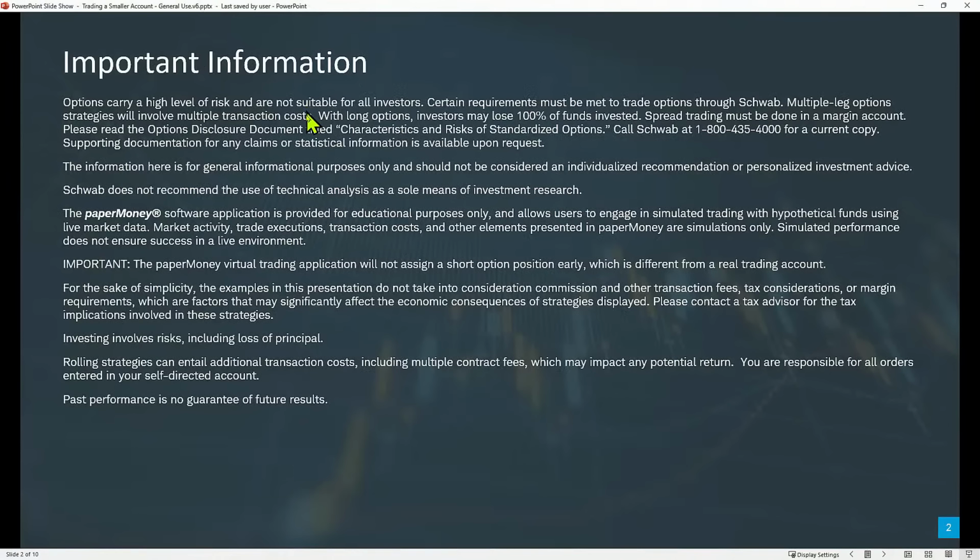Just before we get into the throes of all of our trading shenanigans today, a quick reminder that options carry a high level of risk and aren't suitable for all investors. We use the paper money software application on the thinkorswim desktop platform. If you're using thinkorswim web or trading from your phone, things will look a little different. But using paper money is just a brilliant way to hone your skills and make sure you understand your strategy, all of that good stuff.